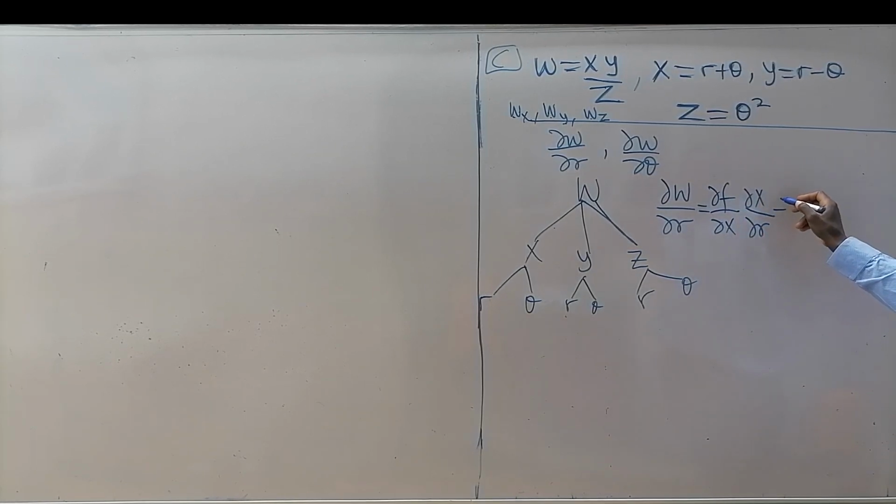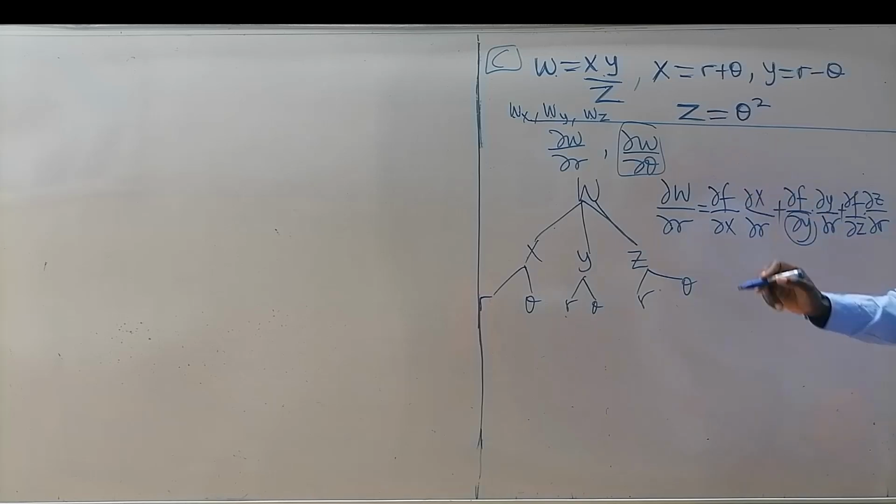Then plus del F del y. You differentiate this function with respect to y, and then where you stop here, times del y over what you have here, del r. Then plus del F del z times del z del r. Okay, come to this one later.